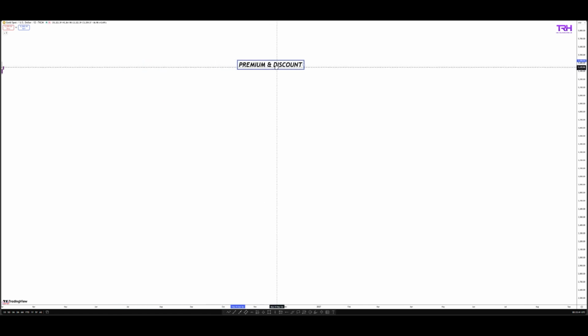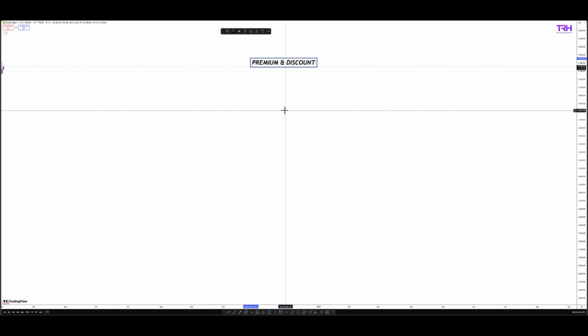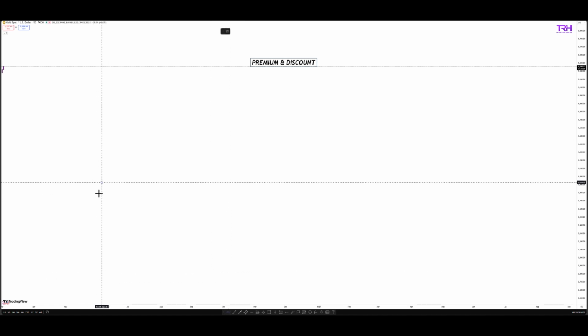Now, for this concept to work, we need a clear swing high and a swing low if it's a bearish order flow. But if it's a bullish order flow, we are going to be needing a clear swing low and swing high. Now, let's start with the bullish order flow. If it's a bullish order flow, we need a swing low and a swing high, right?